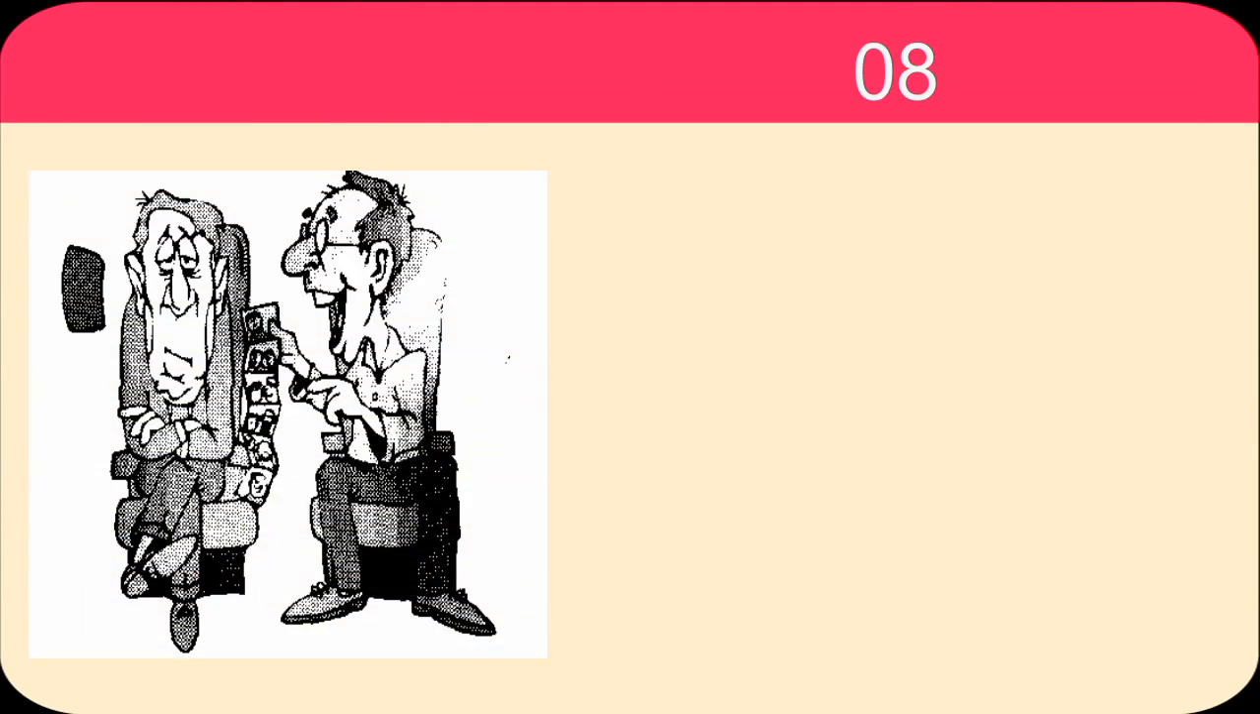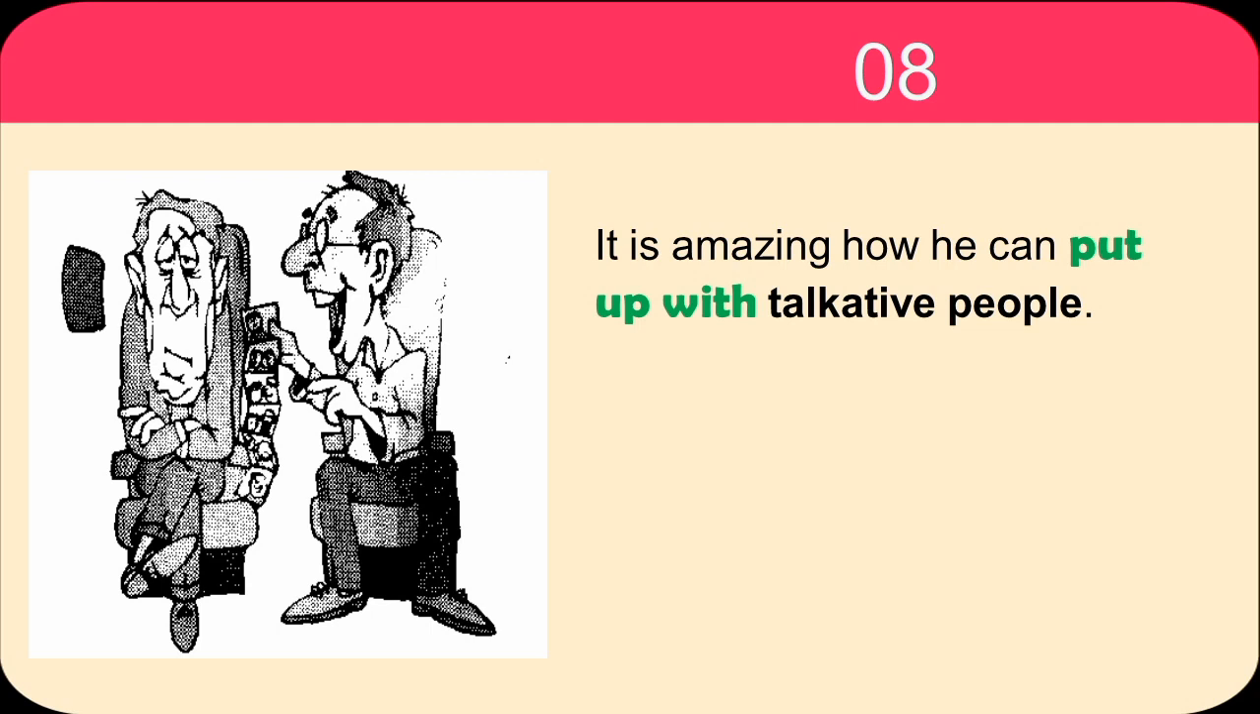So the next example is a really funny one. As you can notice, these are two men talking. One of them seems to be so talkative, whereas the other is not. But it's just amazing how he can put up with talkative people. So to put up with, in this case, is the phrasal verb. And the meaning it has is to bear. To bear. And we can say it's amazing how he can bear talkative people, which means تحمل يتحمل.